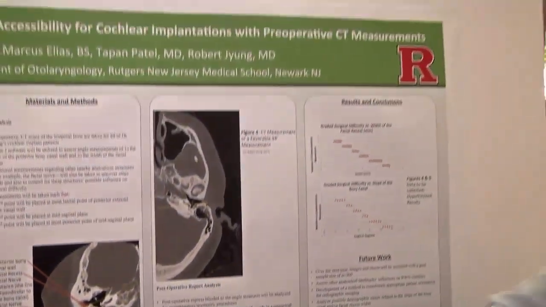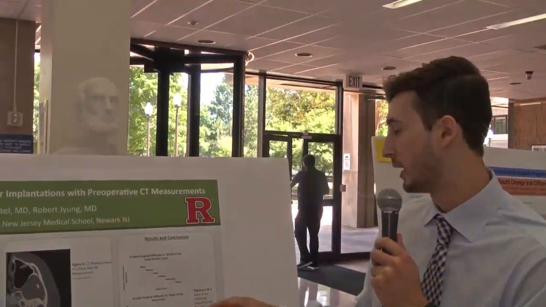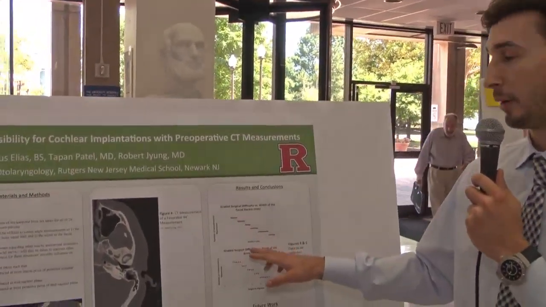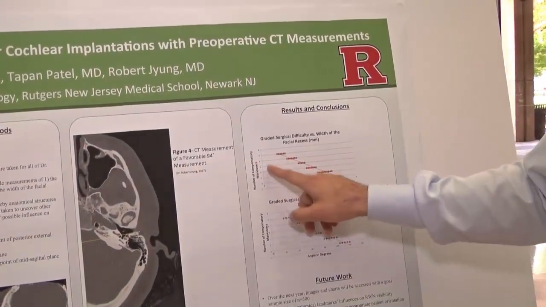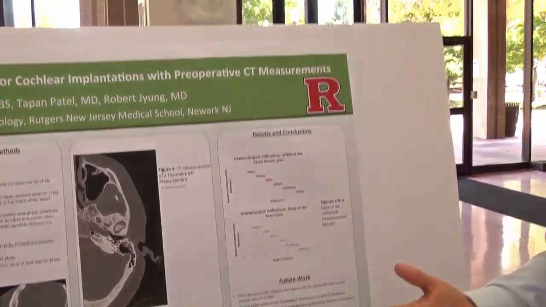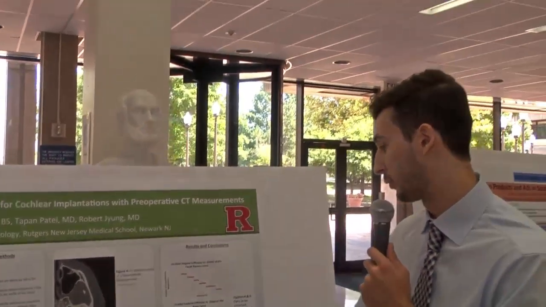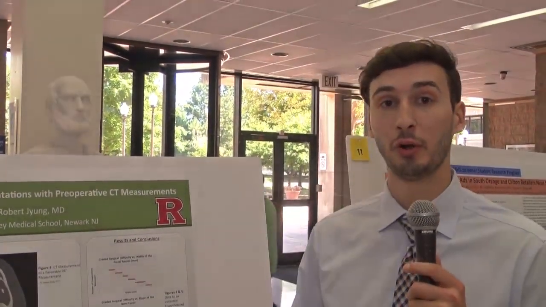As for hypothesized results, we're still analyzing, so we only have hypothesized results. As the width of the round window niche increases, the surgical difficulty or number of compensatory maneuvers would decrease, and as the angle of the posterior bony canal increases, we would have fewer compensatory maneuvers. We're just looking at Dr. Jung's cases right now to eliminate variability of other surgeons. Perhaps in the future we would look at how this could be applied to other surgeons.